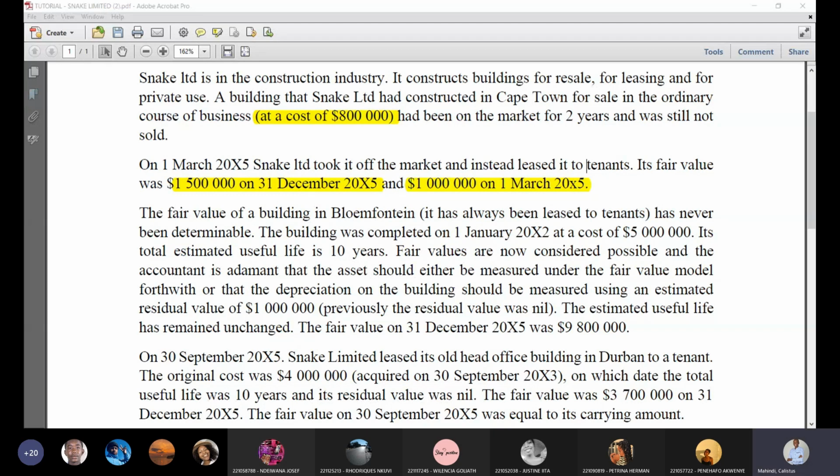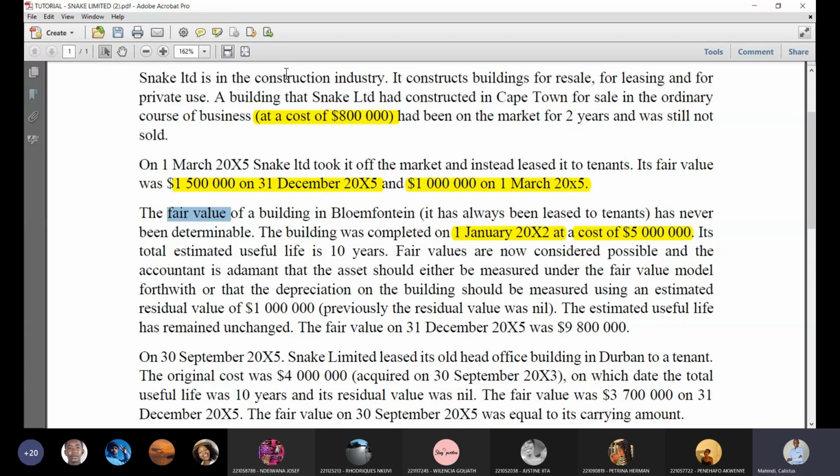The fair value of a building in Bloemfontein has always been leased to tenants and has never been determinable. The building was completed on 1st of January 20x2 at a cost of 5 million. Now it tells us that the fair value was never determinable. What happens in this instance?